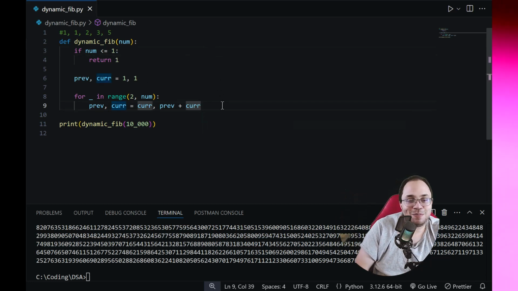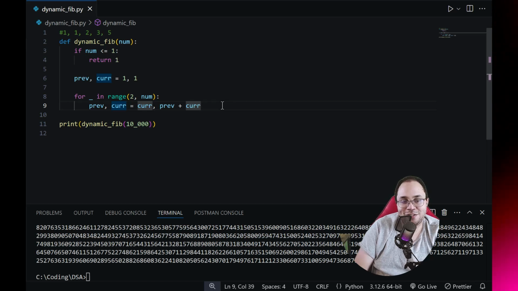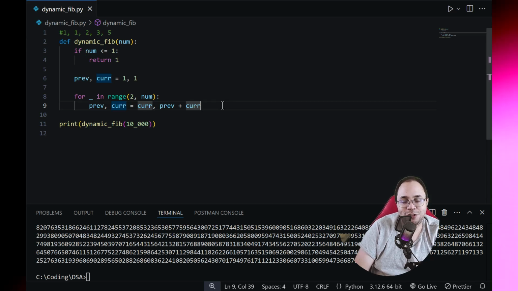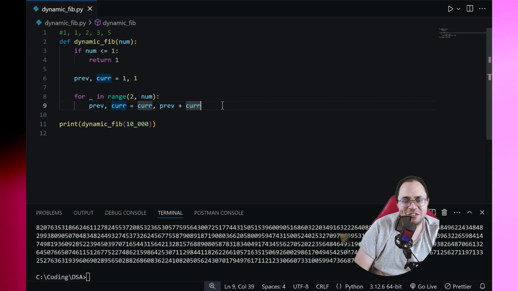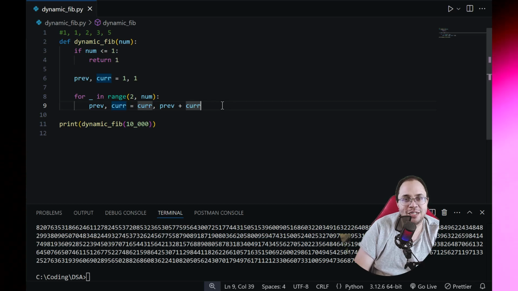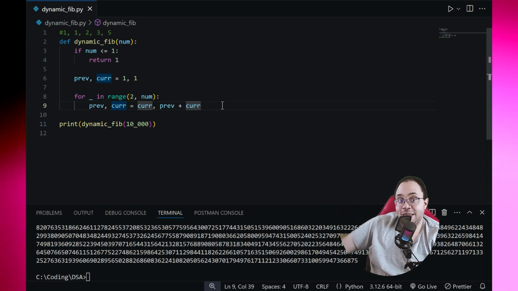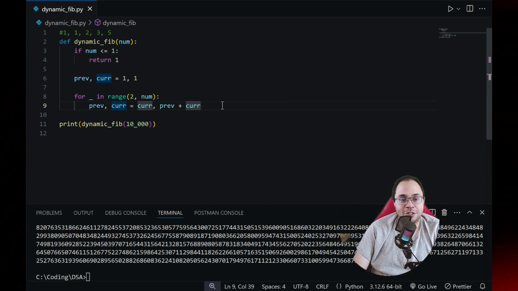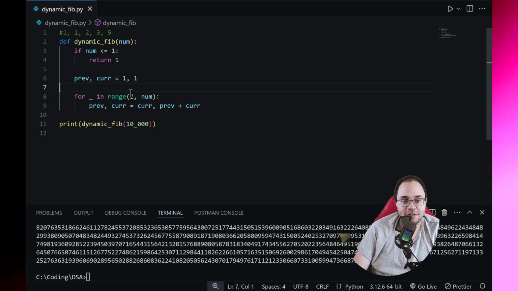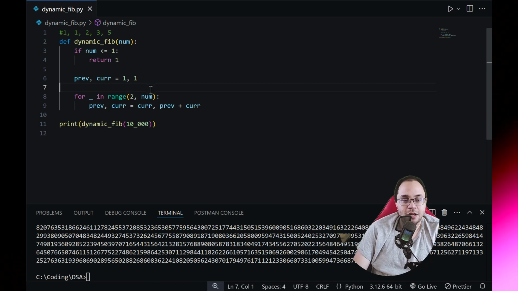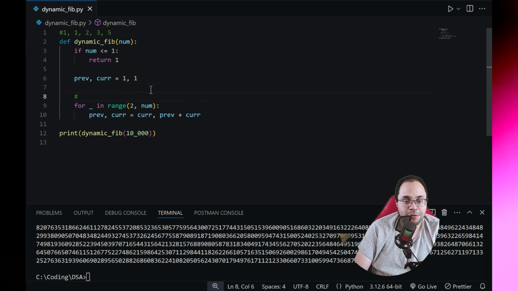So what this basically means is that as long as we know the first 2 numbers, we only ever really need to know the current number and the previous number to keep the train running, basically. What the heck are you even saying to me, Jonathan? All right, let's work it out from here. We're starting off at 2, so we're going to go from 2 up to number. We use a comment to help you keep track.